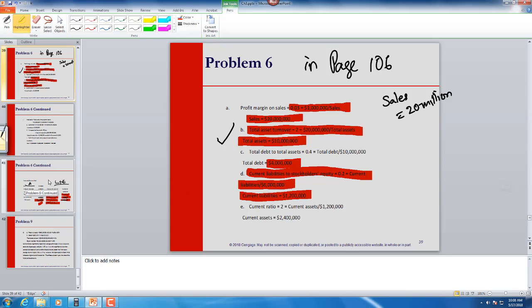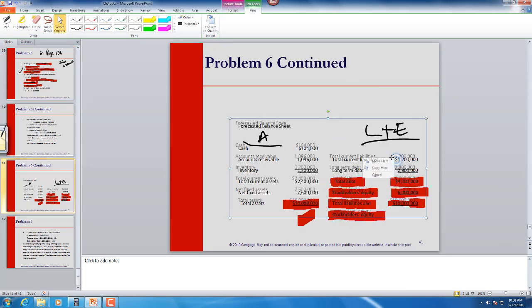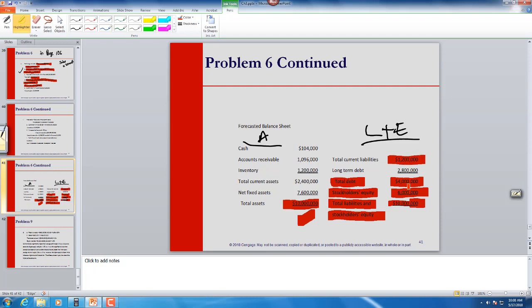Let's go back and plug it in. 1.2 million is current liabilities. We know that total debt is 4 million. The difference between them is long-term debt. So we have total current liabilities is 1.2 million, long-term debt is 2.8, and total debt is 4 million. We got one side of our balance sheet completely done. It's done. Now we need to just look at the asset side.